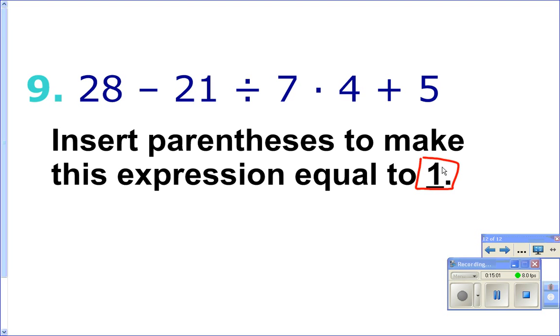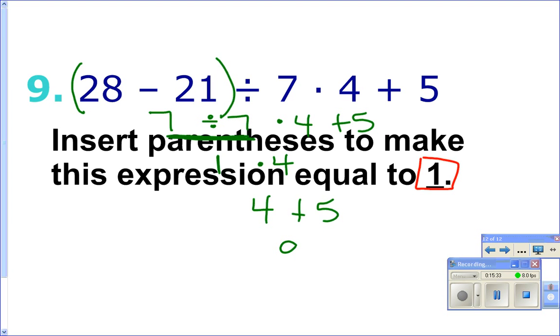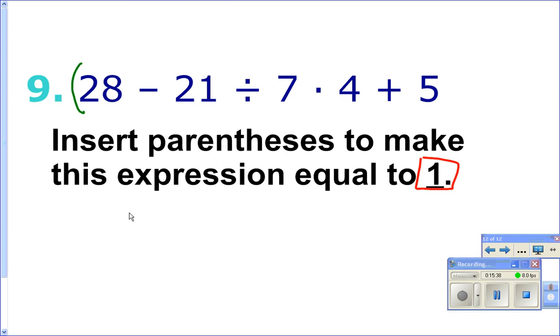We want our answer to be 1. Okay? I'm going to put some parentheses in places and see if that will even work. So let's start here. 28 minus 21. 28 minus 21 is 7. Bring everything down. 7 divided by 7 times 4 plus 5. 7 divided by 7 is what? 1. 1 times 4 is what? 4. 4 plus 5 is 9. That is incorrect. We need the answer to be 1.